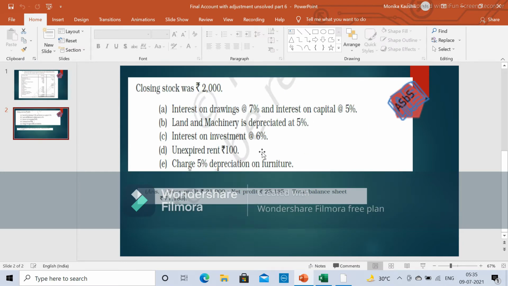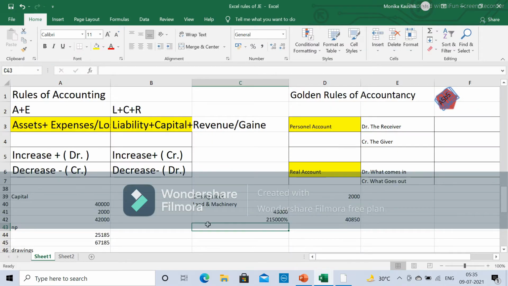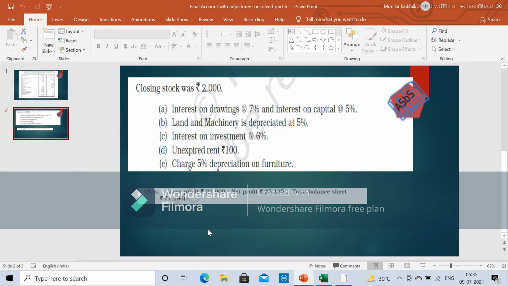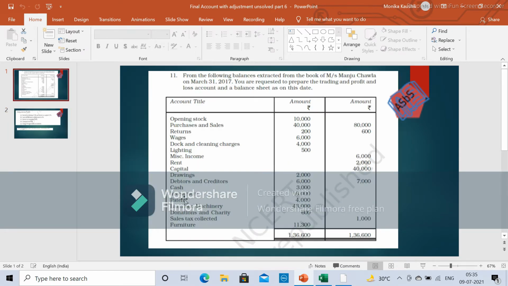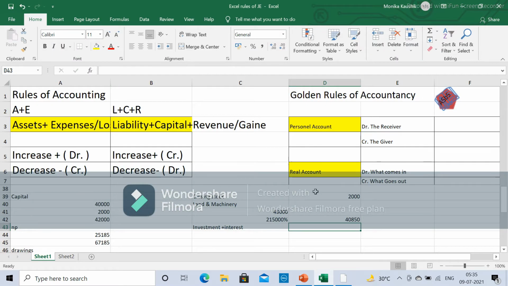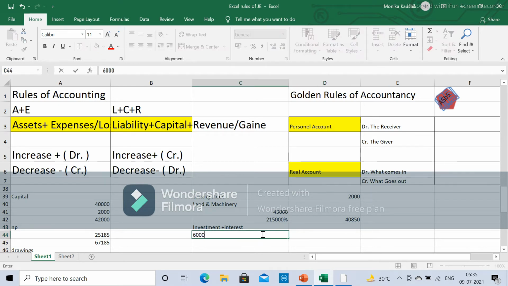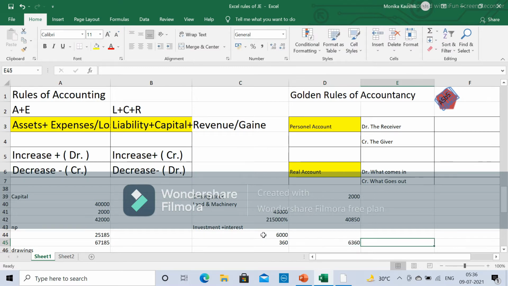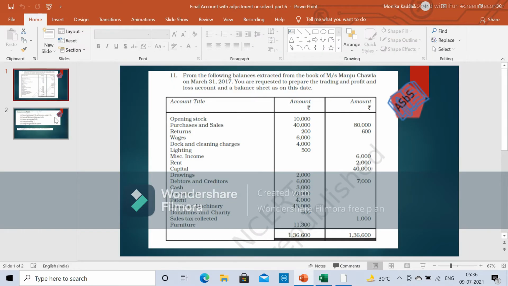Next one is interest on investment. So interest on investment, that's an asset, investment. In investment I will have to add interest. Investment plus interest on investment. So let me see how much is the investment. Investment is 6,000 plus 6% means 360, right? 6,000 multiplied by 6%. Now the total amount of investment will be 6,360. Third adjustment is also done.